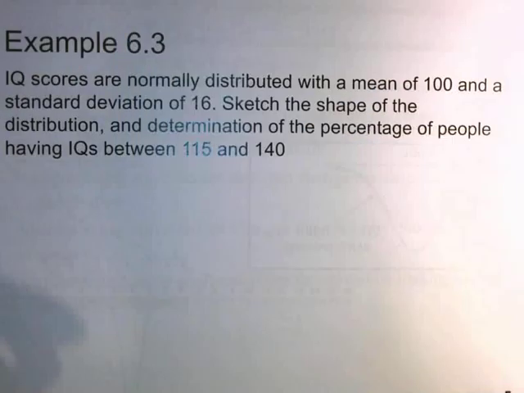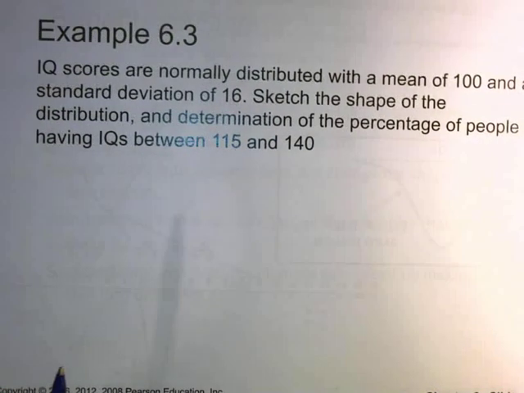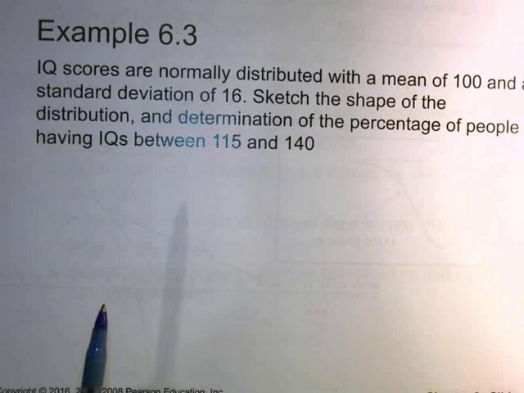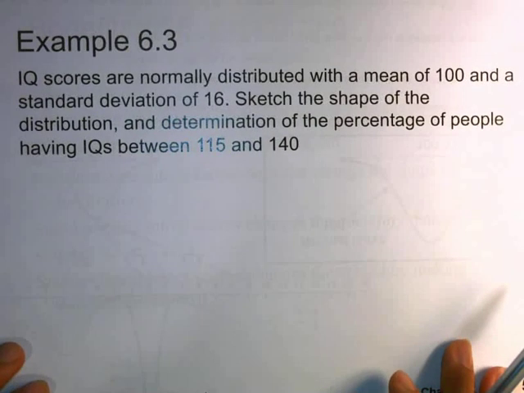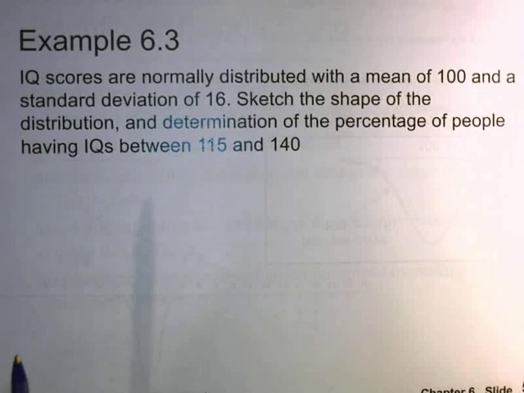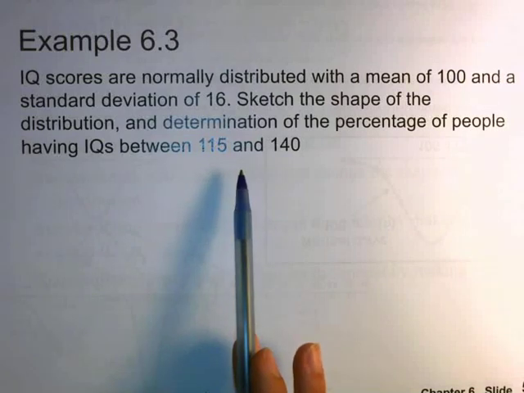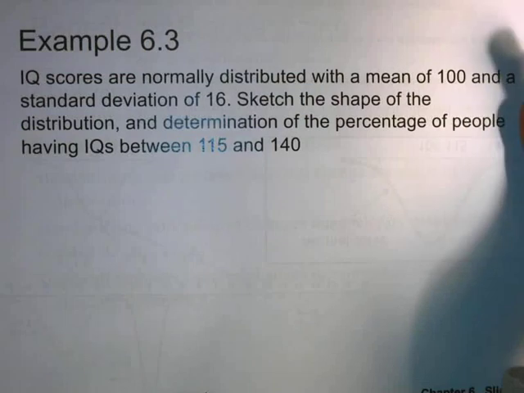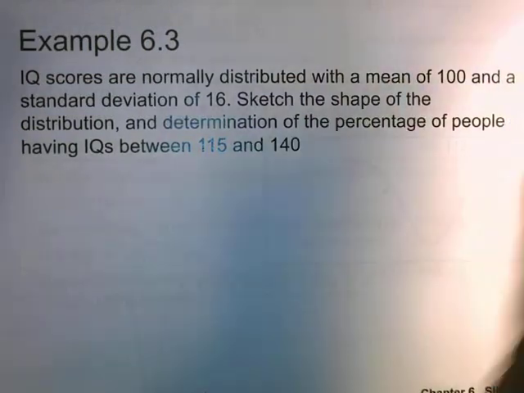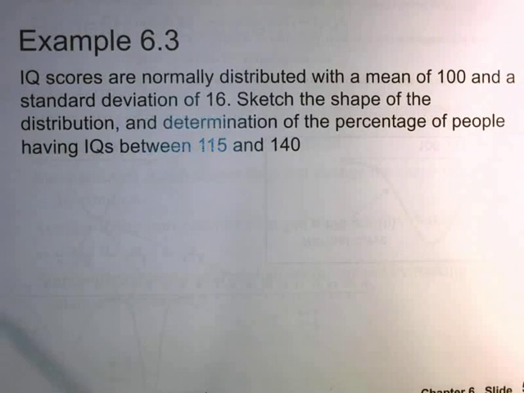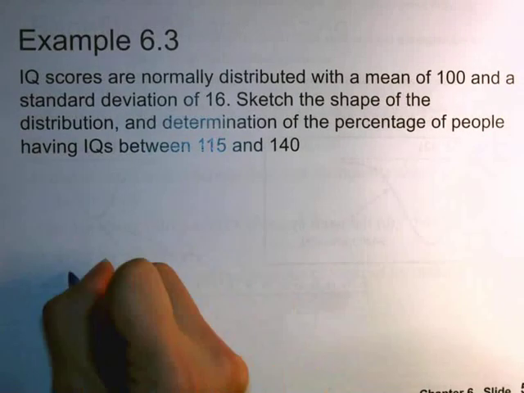Okay, so in section 3, which I just want to introduce, we're working with normally distributed variables, and we've actually really been doing this already. So let me give you an example of what I mean. IQ scores are normally distributed with a mean of 100 and a standard deviation of 16. I want to sketch the shape of the distribution and determine the percentage of people having IQs between 115 and 140. This is just like the example we did at the beginning of the class, for how much time it takes students to complete their test. But hopefully we can understand this example a little bit better now.